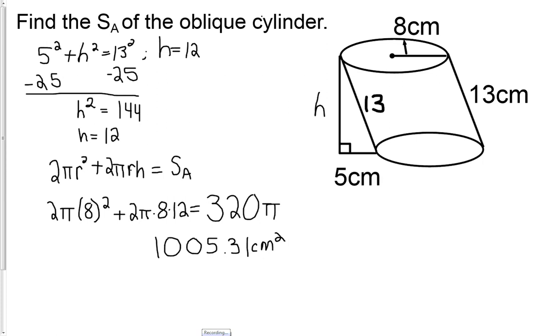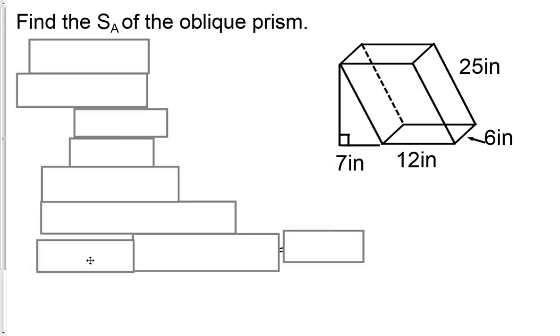Now we'll do one more of these slants, but it will be with the rectangular prism. So this will be an oblique prism, and again we've got 7 over here for this distance, we've got 12 and 6. This 25 is what's going to also repeat over here for our hypotenuse in order to find the height. Okay. So just a little note there.